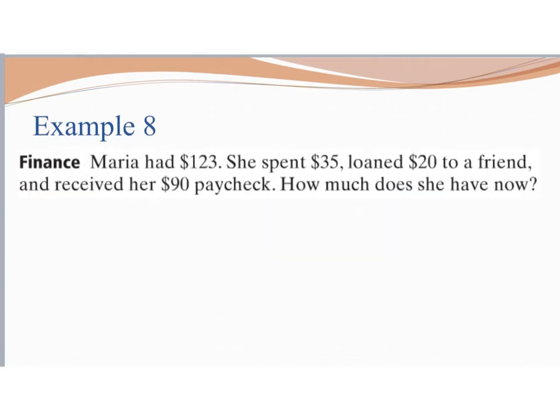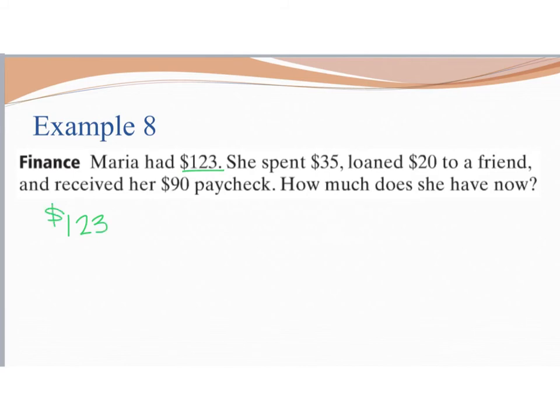And our last example for lesson 1.5, you can try to do this on your own and then we'll go over it together if you want to just hit pause. But this example says Maria had $123. She spent $35, loaned $20 to a friend, and received $90 for her paycheck. How much does she have now? So let's start out with what we know. She had $123, so this is what she's starting with.